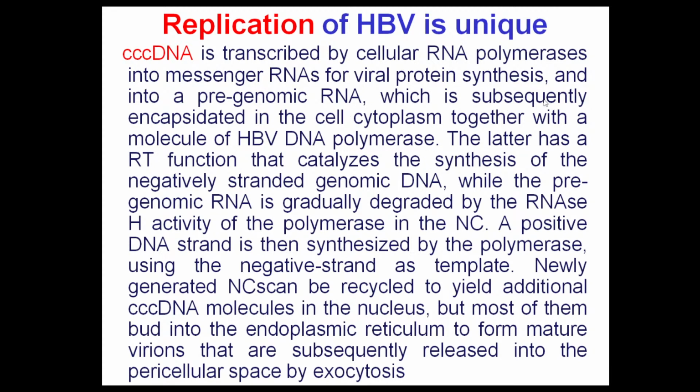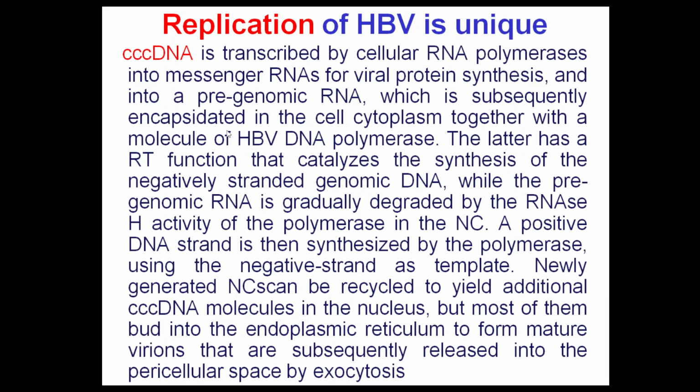Then the supercoiled DNA molecules also can be transcribed into pre-genomic RNAs. What is it? Pre-genomic RNAs. We mentioned that the hepatitis B virus replicates through the RNA intermediate. So pre-genomic RNA will be produced.